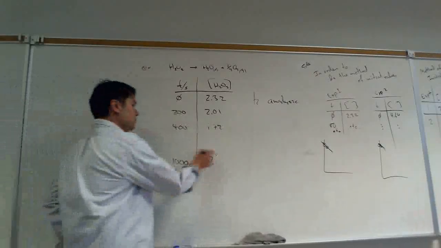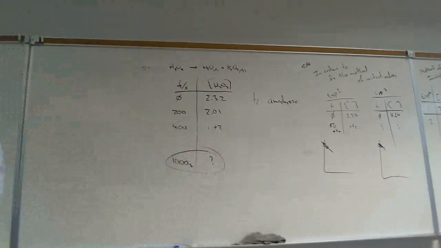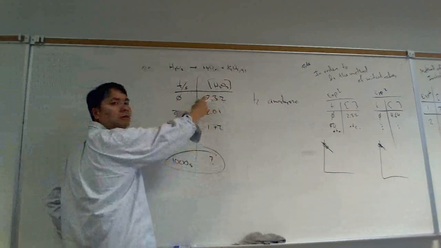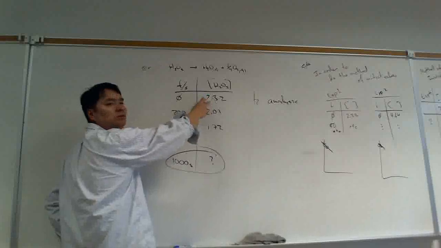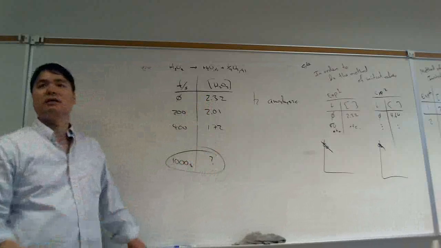And so let's go ahead and answer. You want to answer this? All right, how are we going to get it? Or, at 1,000 seconds, what is the rate of the reaction? Or, how long would it take to consume 90% of my hydrogen peroxide? How long would it take to consume 90% means I want to go from 232 to just 10% of that, which would be 0.232. I would be consuming 90%.